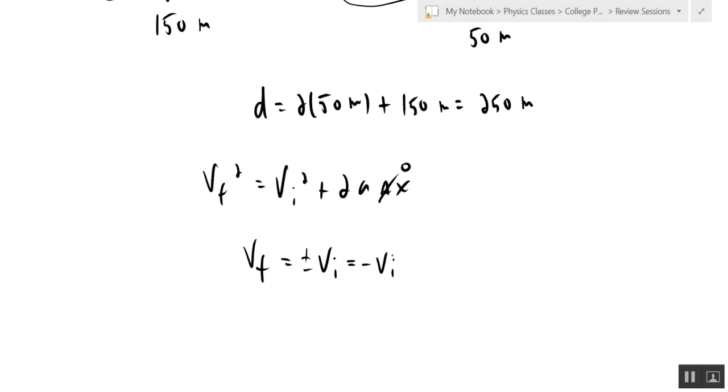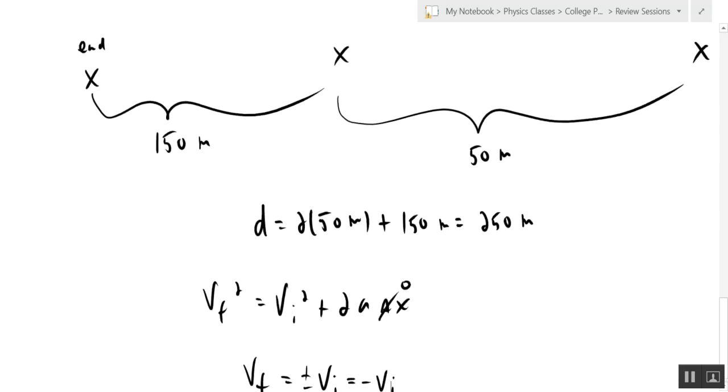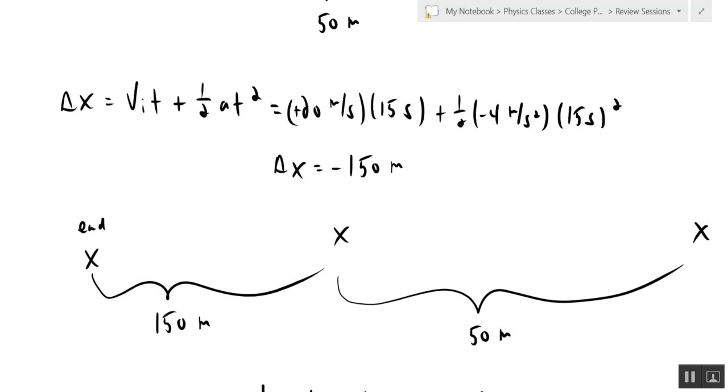Your question before was why can't you use VF is equal to VI plus AT for the first part? You said VF was 0. It's not 0. It's minus VI when it comes back to the start. So you can use this. Basically, if you want to use the 5 seconds, this is how you would do it.